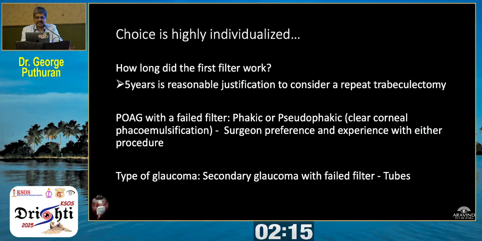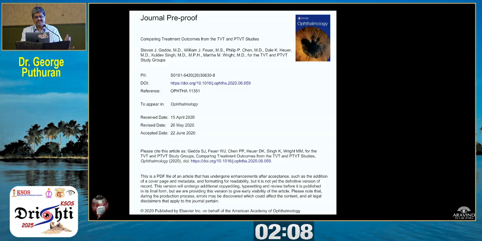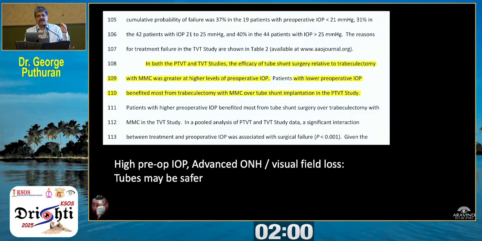If the type of glaucoma is a secondary glaucoma with a failed filter, almost always tubes. There's also evidence from the PTVT, the TVT and the primary tube versus trab study, which says higher presenting intraocular pressures do better with tubes and lower presenting intraocular pressures do better with trabs. I would like to go one stage ahead and say high intraocular pressure, advanced ONH and visual fields, probably tubes may be safer because the risk of hypotony, choroidal detachment and effusions are more with trabeculectomy.